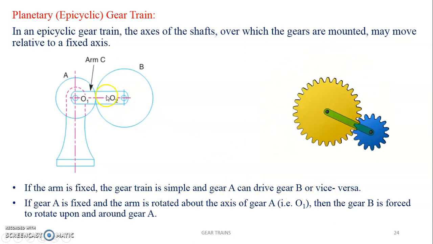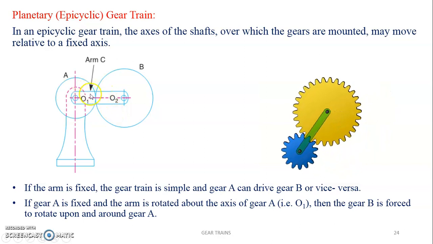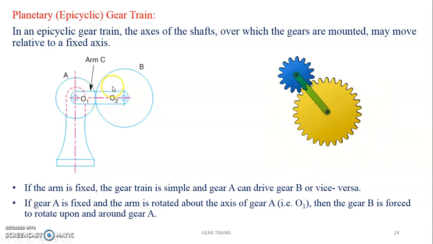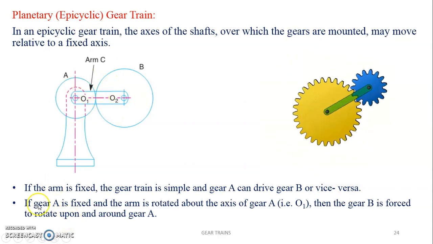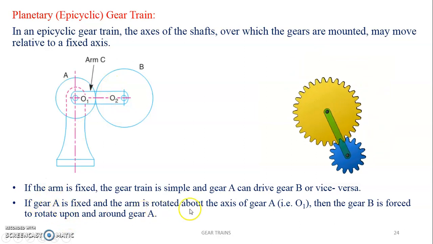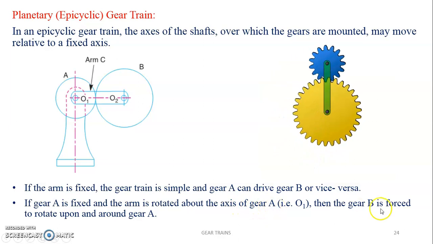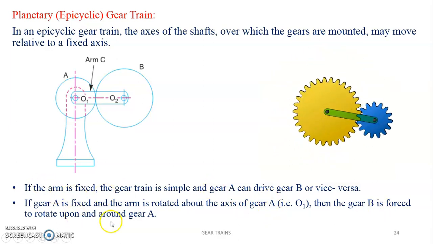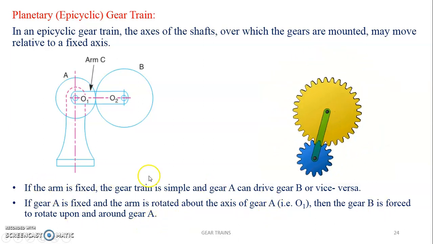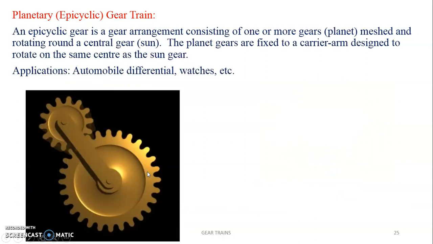In this case, if the arm is fixed, then yes, the two gears will mesh and rotate. It will be a simple gear train. But if gear A is fixed, then the arm is rotated about the axis of gear A, then B is forced to rotate upon and around gear A. Okay, so that's what an epicyclic gear train is.